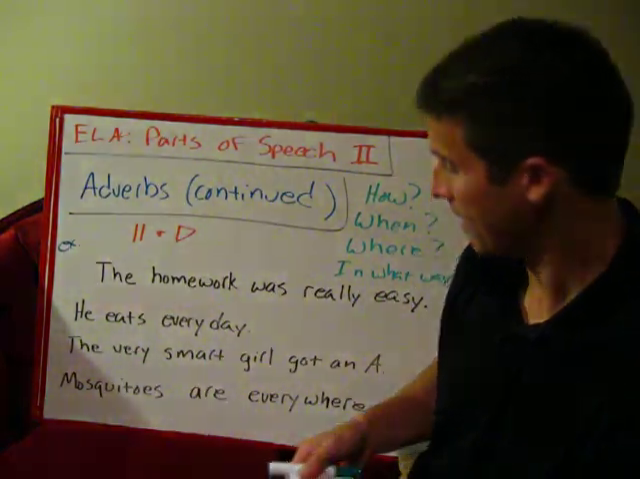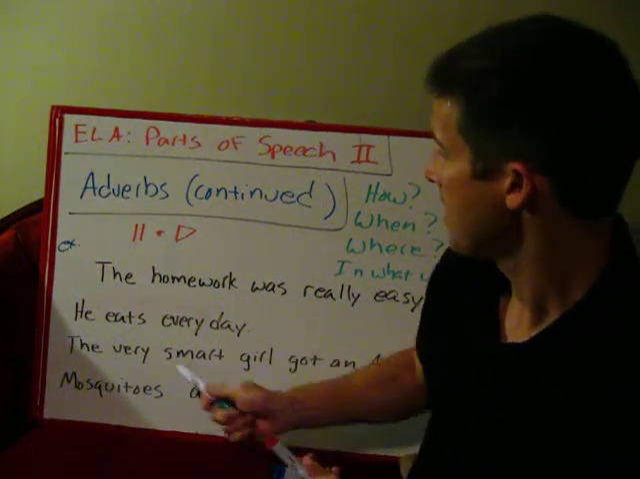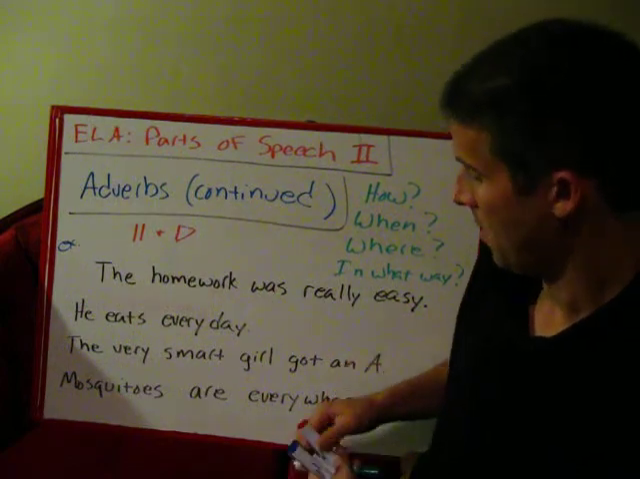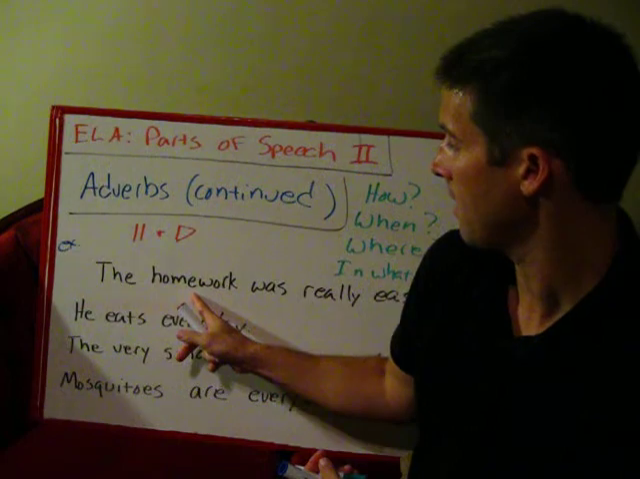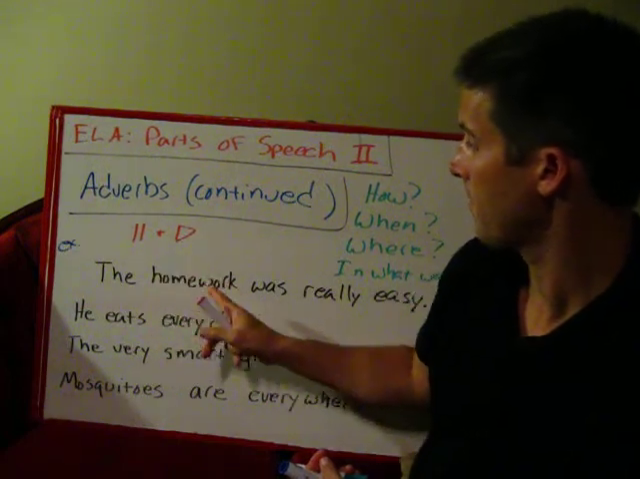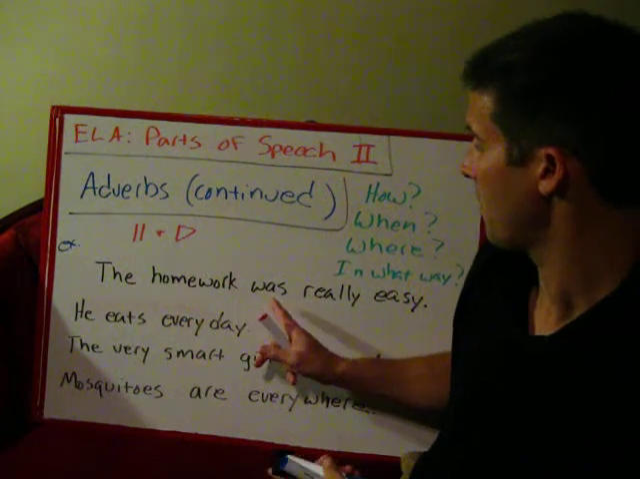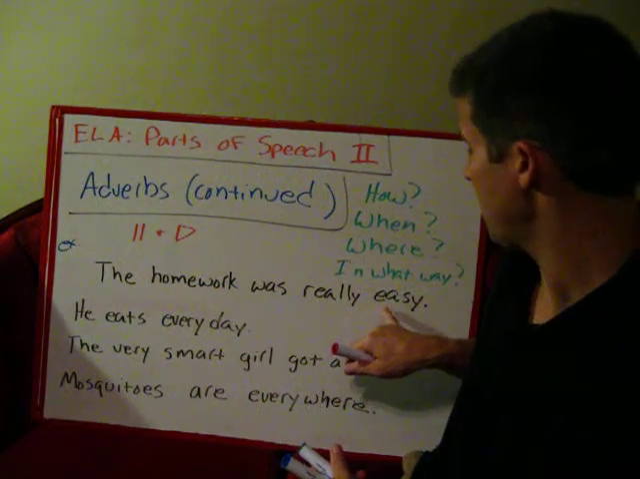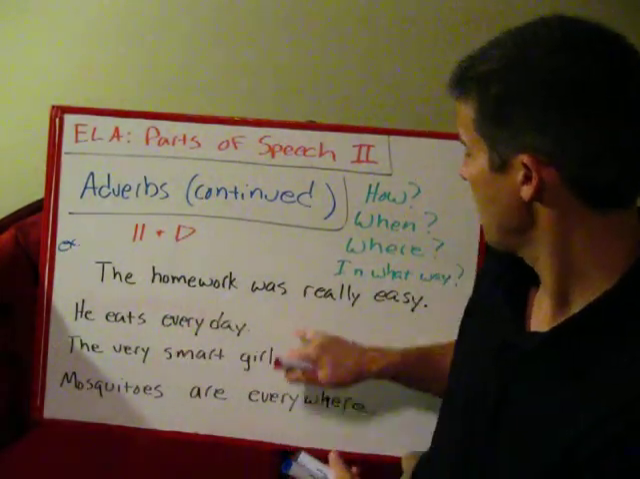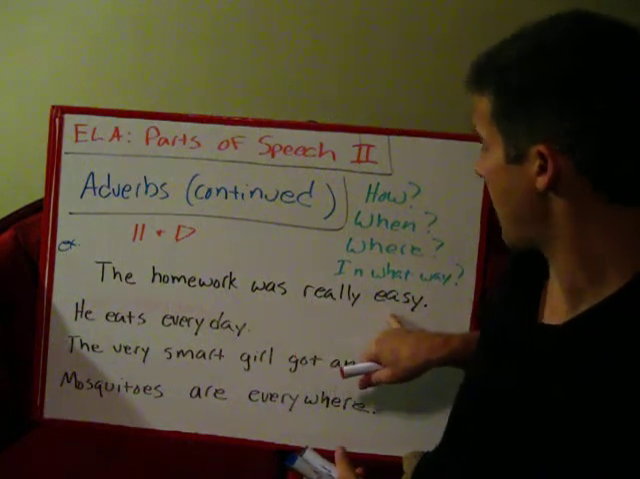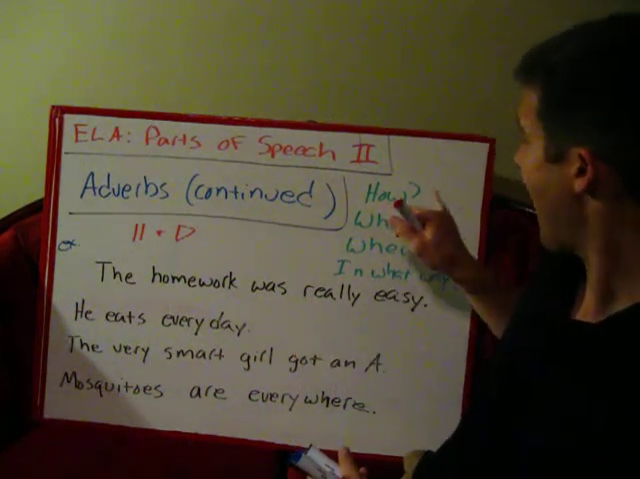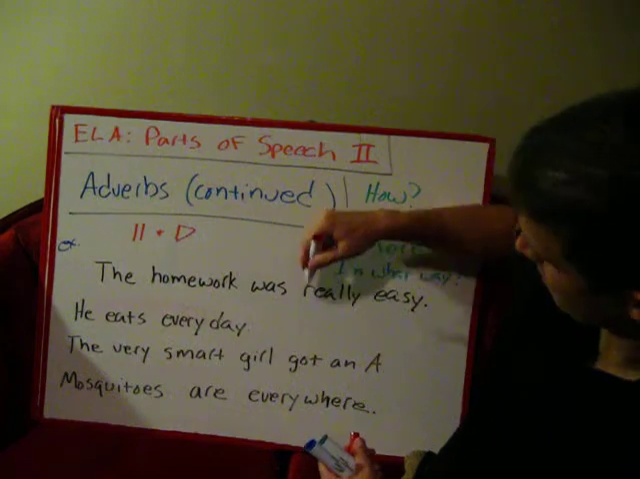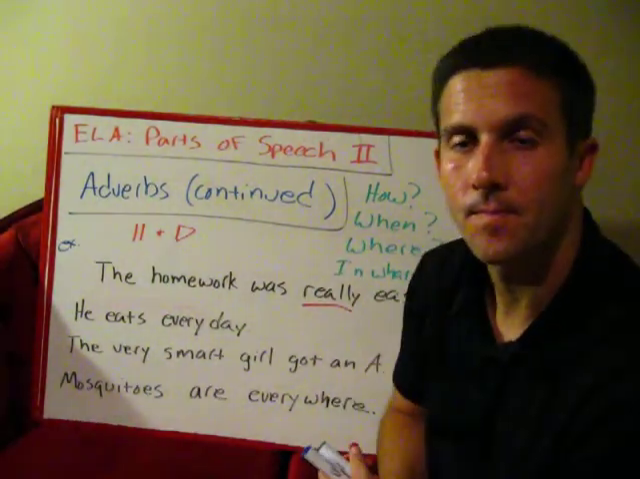Okay, if you did that, welcome back. Let's look at the first one. The homework was really easy. Well, I looked through here and I know that homework is a thing. That's a noun. Was is my verb. Was what? Easy. Easy is an adjective that describes how the homework was. So this word qualifies easy. Meaning, how easy was it? Or in what way was it easy? Well, it was really easy. So that's an adverb.